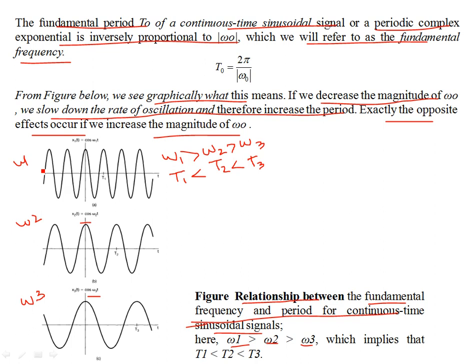But as you go on decreasing the frequency, the number of cycles per second, it takes longer to complete one cycle. So the time period is increasing in this manner. So T3 is greater than T2, T2 is greater than T1.